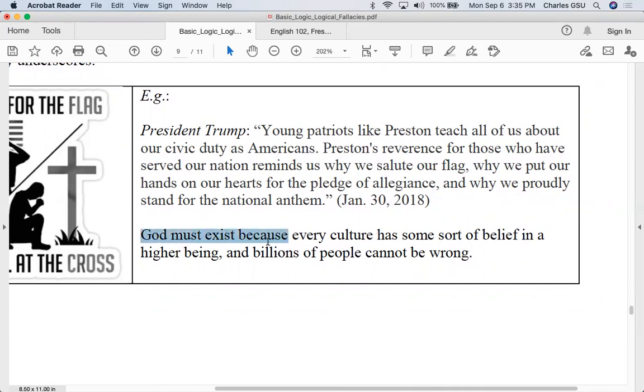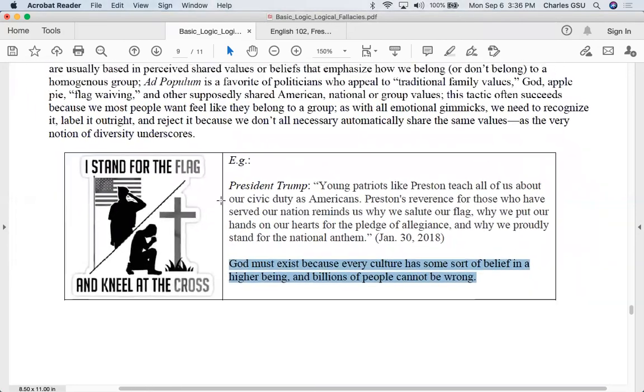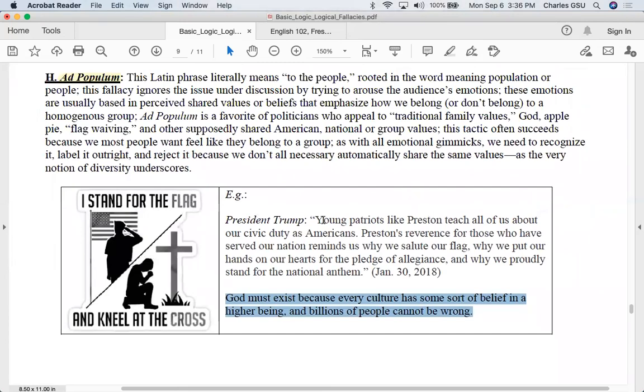Or God must exist because every culture has some sort of belief in a higher being and billions of people cannot be wrong. Well, that doesn't necessarily mean that God exists if billions of people are believing in it. It's just what some people are being taught and they reteach it to their kids. So you get to decide for yourself. So this is, again, that tugging on your emotion of wanting to belong to a group, perhaps a religious group in this context, right?